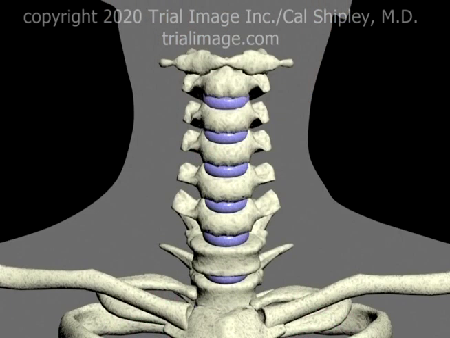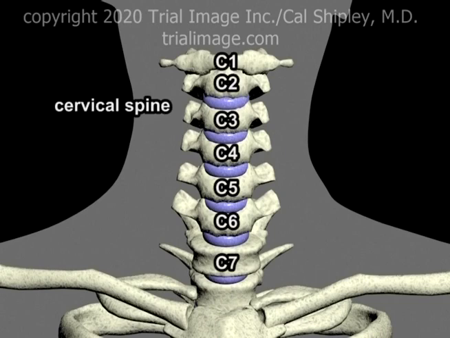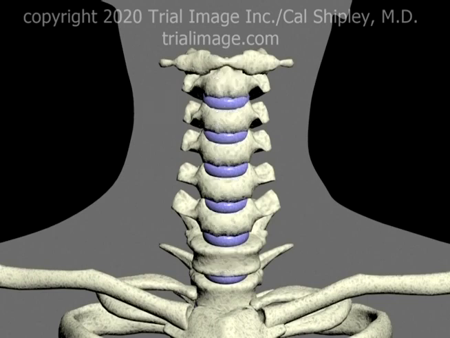Deep to the trachea lies the cervical spine. The cervical spine literally acts as the backbone of the throat and neck, providing major structural support, as well as providing a protected conduit for the spinal cord.